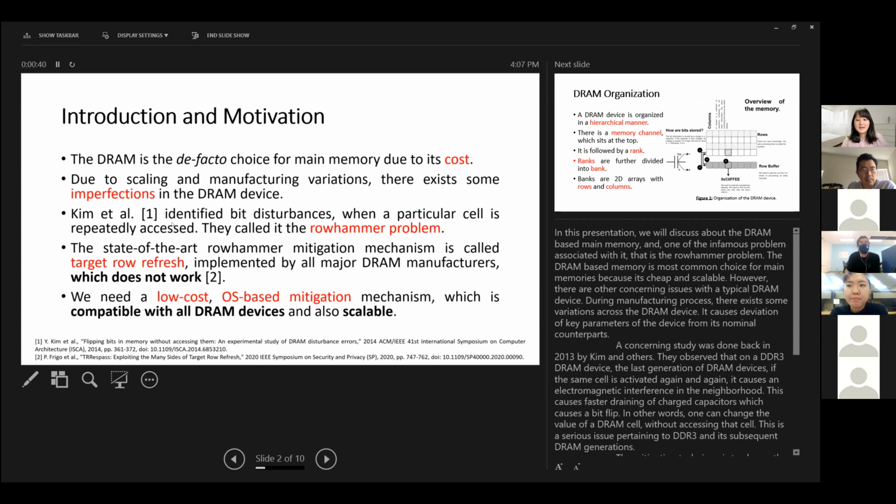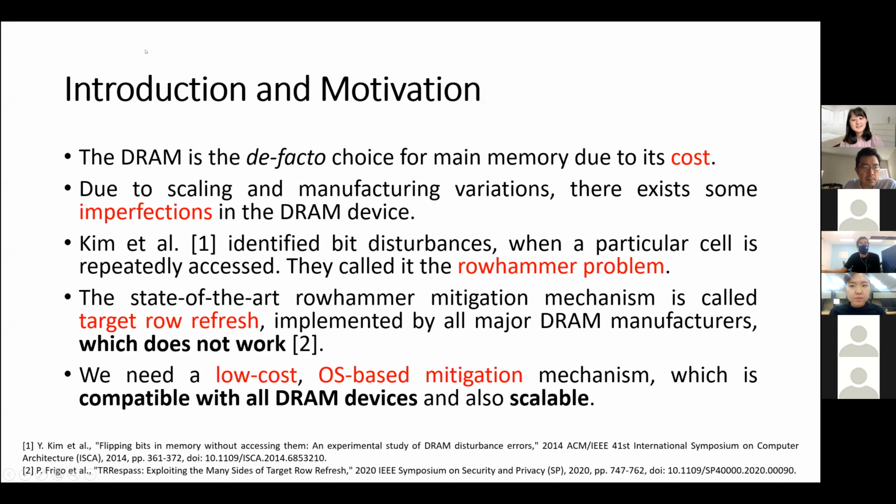It's cheap and scalable. DRAM manufacturers have kept the cost low by trading off the performance. However, there are other concerning issues with a typical DRAM device. During the manufacturing process, there exists some variation across the DRAM device. These variations are called process variation. It causes deviation of key parameters of the device from their nominal counterparts.